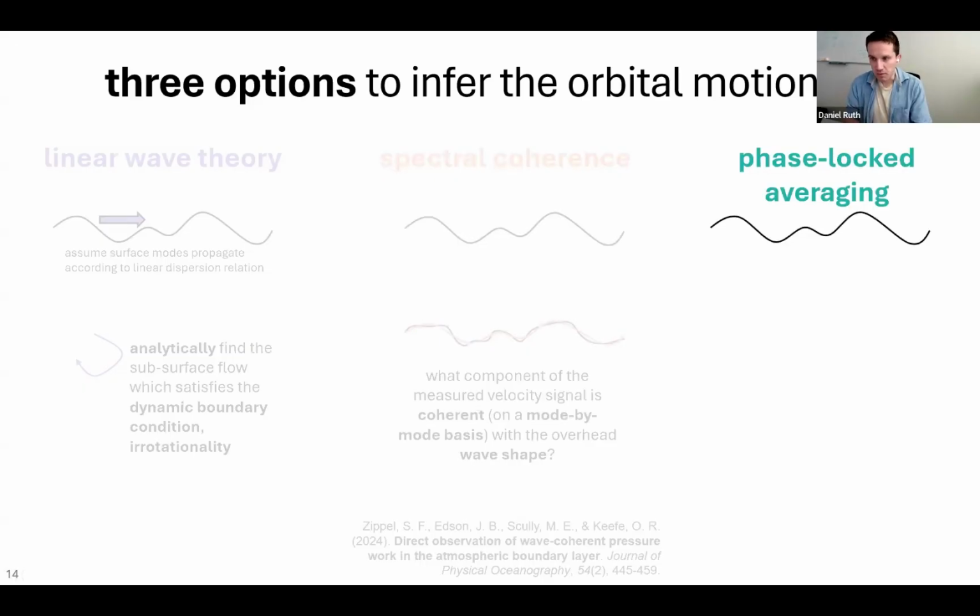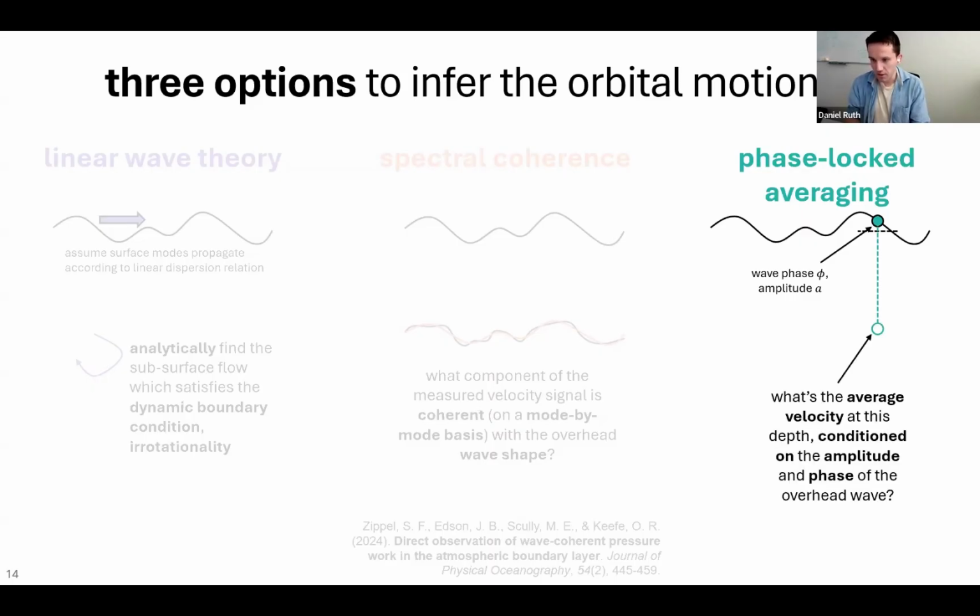And the final method, which is the one that we're going to end up using for the rest of our analysis, is this phase-locked averaging approach, where for every point on the wave, we can assign using a Hilbert transform the wave phase phi and an amplitude A. And then we're going to say for a given depth beneath the surface, what's the average velocity at that depth, conditioned on the overhead wave having some wave phase phi and amplitude A.